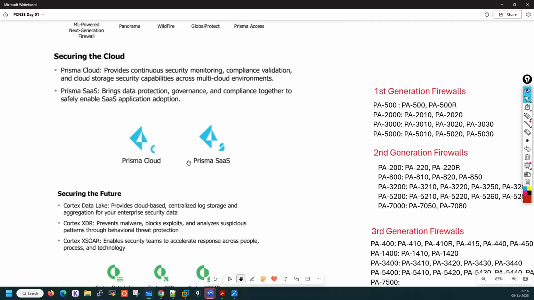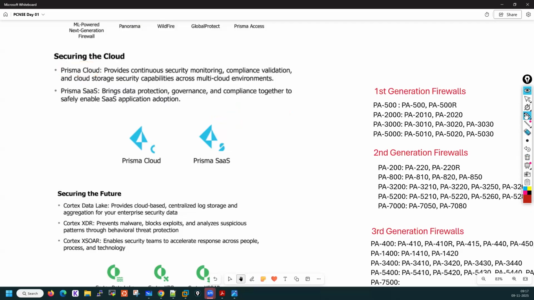And for securing the cloud, we have Prisma Cloud. Now here they have a couple of other solutions. It's not only Prisma Access. Okay. We have Prisma Access. Apart from Prisma Access, there is one more very nice solution. They have a proxy, secure web gateway. All those things come under securing the cloud.